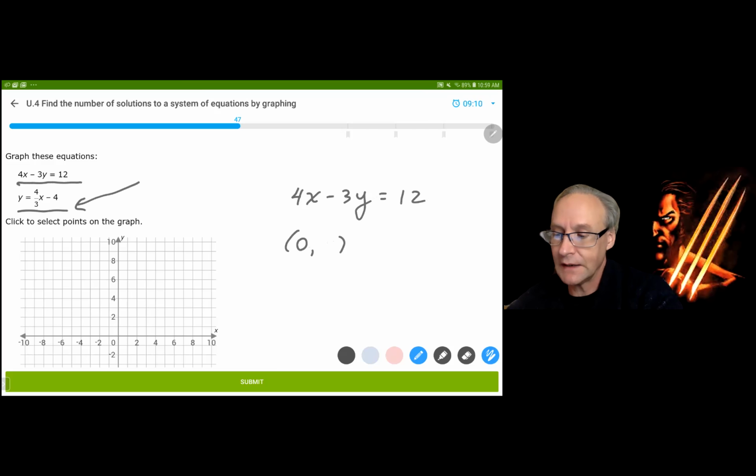Notice that in the second one, when I put 0 in for x, I got -4. In this one, take a look what happens if I put 0 in for x. When x is 0, what I usually do is I cover this 4x up with my finger. I cover it up, and then I ask myself, -3y equals 12. So I have to solve for y, and that gives me -4, doesn't it?